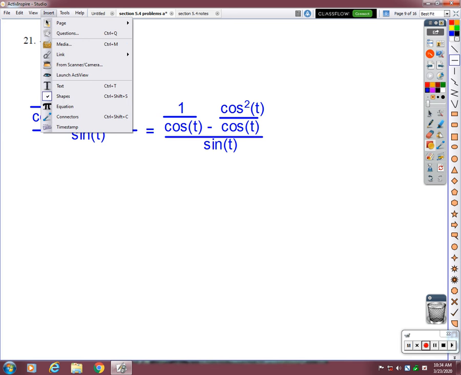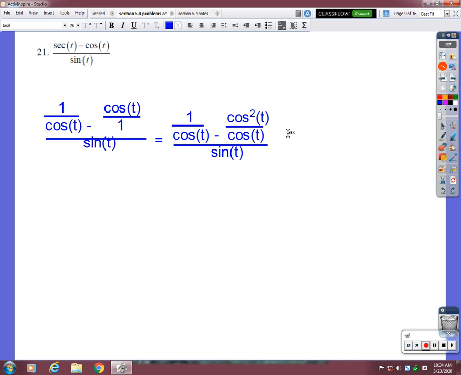Alright, so here's where things start to get fun. I mean, that's a silly thing to say, they've been so much fun already. So then, since I have a common denominator, I can rewrite this now as 1 minus cosine squared of t over plain old cosine of t, and that is again still divided by sine of t.